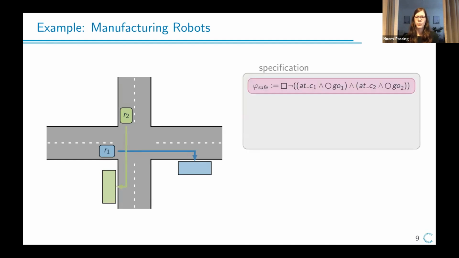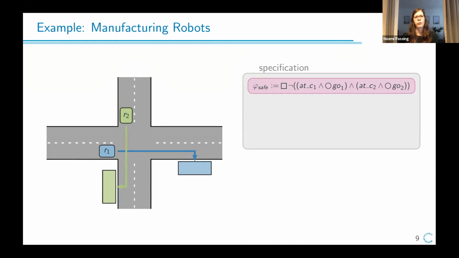So clearly, we do not want to have a crash of our robots. We require that it should never be the case that both robots are at the crossing, which is denoted by at C1 and at C2, and that they both move forward in the next step, denoted by go1 and go2, because then we would have a crash in the middle of the crossing.